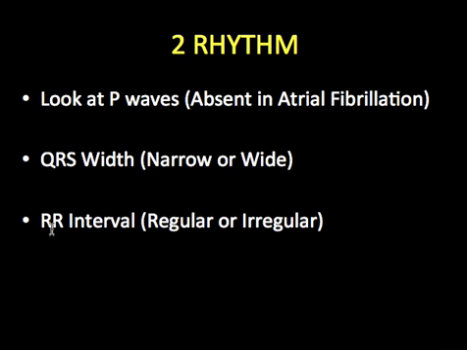And next is the RR interval. You will look at whether it is regular or irregular, and that's all for rhythm. Just 3 questions. Look at the P waves. If P waves are present, the rhythm is most likely sinus. If P waves are absent, the most common arrhythmia is atrial fibrillation. QRS width is important when you're looking at the tachyarrhythmias, which we will not talk about today, whether it's a narrow complex tachyarrhythmia or a broad complex or wide complex tachyarrhythmia. The RR interval is to look at whether the rhythm is regular or irregular.